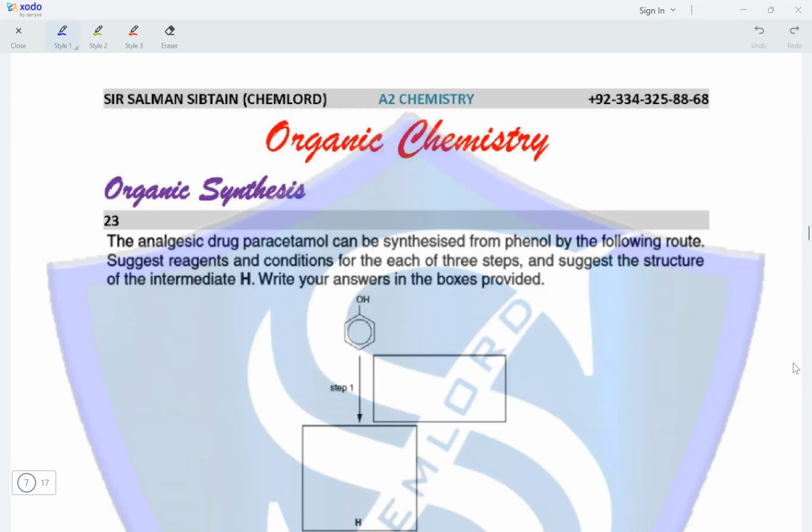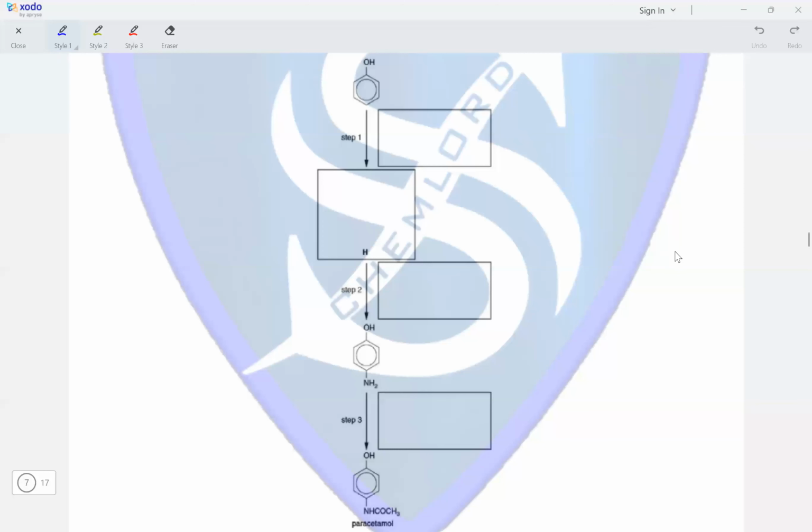Question 23. The analgesic drug paracetamol can be synthesized from phenol by the following route. Suggest reagents and conditions for each of three steps and suggest the structure of the intermediate H. Write your answers in the boxes provided. So the entire organic synthesis pathway is given, and we'll have to work our way back from the structure of paracetamol to find out what is going on.